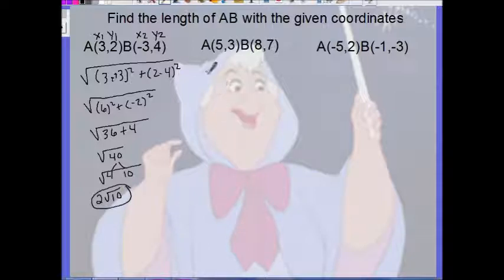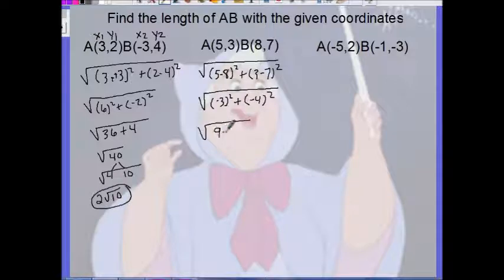So here we go. Let's plug it in. The square root of 5 minus 8 squared plus 3 minus 7 squared. Now, would it be wrong if you flip-flopped it? If you did 8 minus 5 squared and 7 minus 3 squared? Absolutely not. You'd end up with the same answer because we're squaring it, so it always becomes positive. So here we go. Let's clean this up. We get negative 3 squared plus negative 4 squared, which is the square root of 9 plus 16, which is the square root of 25, which is a perfect 5.